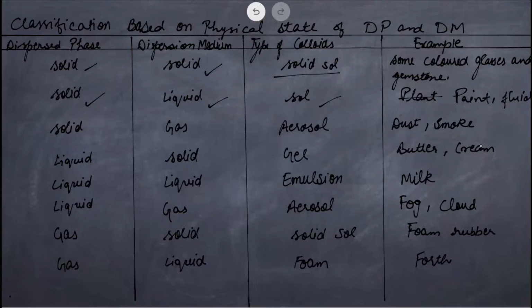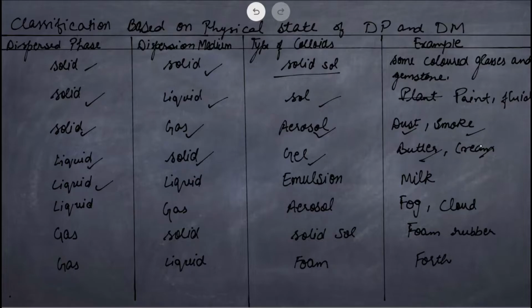When solid is the dispersed phase and the dispersion medium is gas, we get aerosol, like dust and smoke. When liquid is the dispersed phase and solid is the dispersion medium, we get gel, like butter, cream, and whipped cream, which you have eaten on cakes as well.